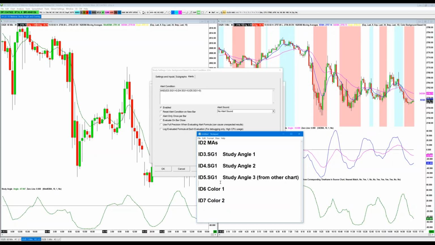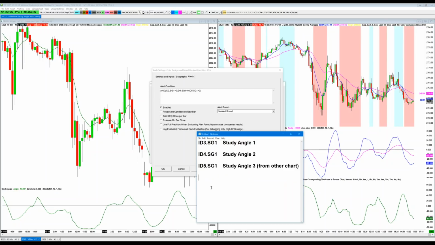You just have to do it piece by piece. The ID6 and ID7, that's the color background studies. We're not really referring to those, so I'm going to get rid of them. And we're not really referring to the moving averages here. We really only care about the angles of the moving average, so I'm getting rid of those too. There's really only 3 pieces to the study.